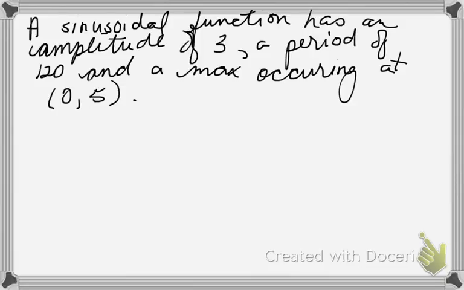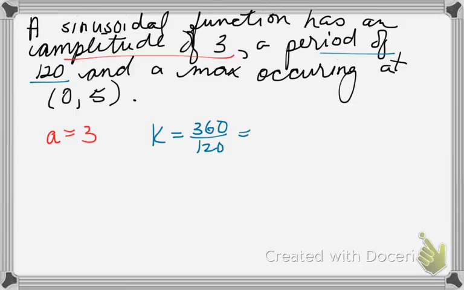The first thing that we know here is that we have an amplitude of 3. So this tells us that our a value is 3. We also see here that we have a period of 120, which will help us find our k value. So we'll do 360 over 120. And that tells us that our k value is 3.